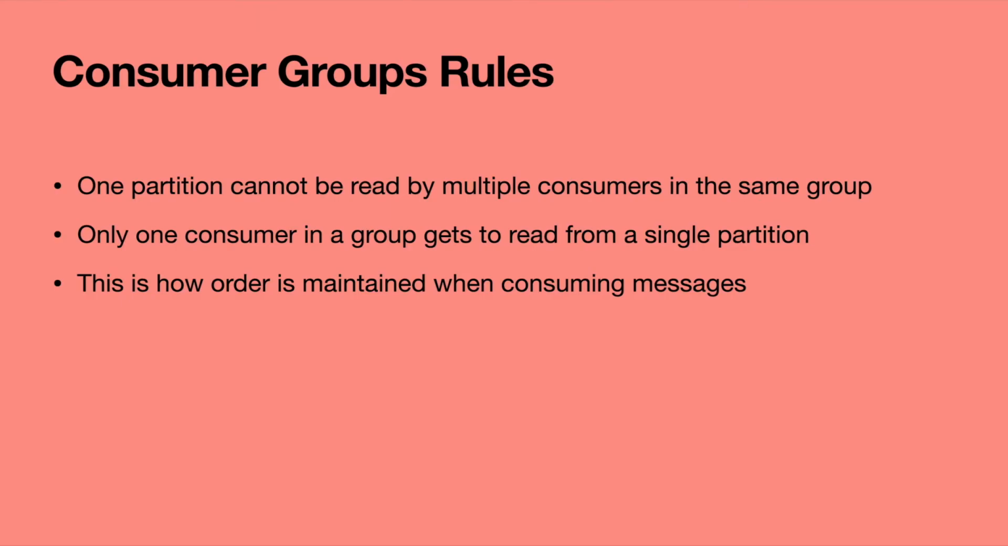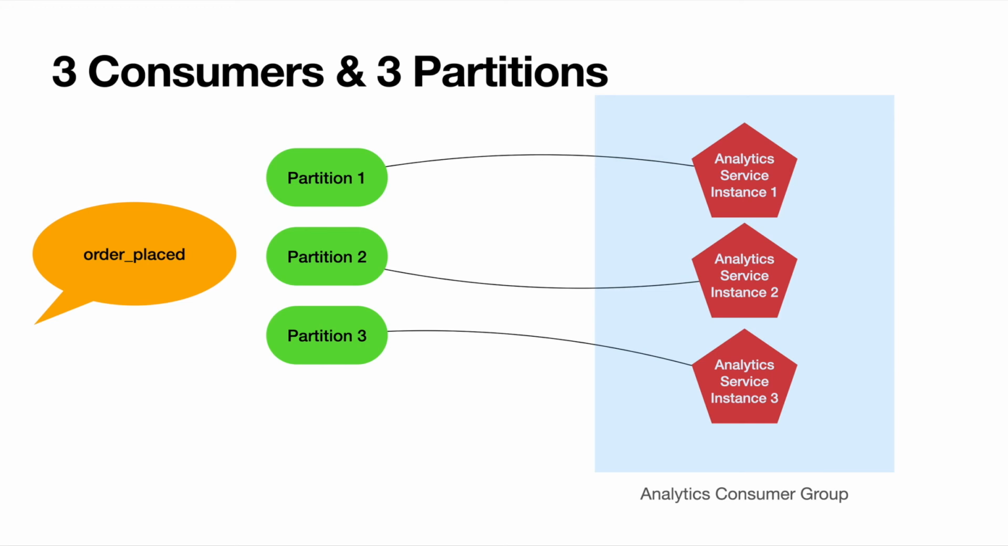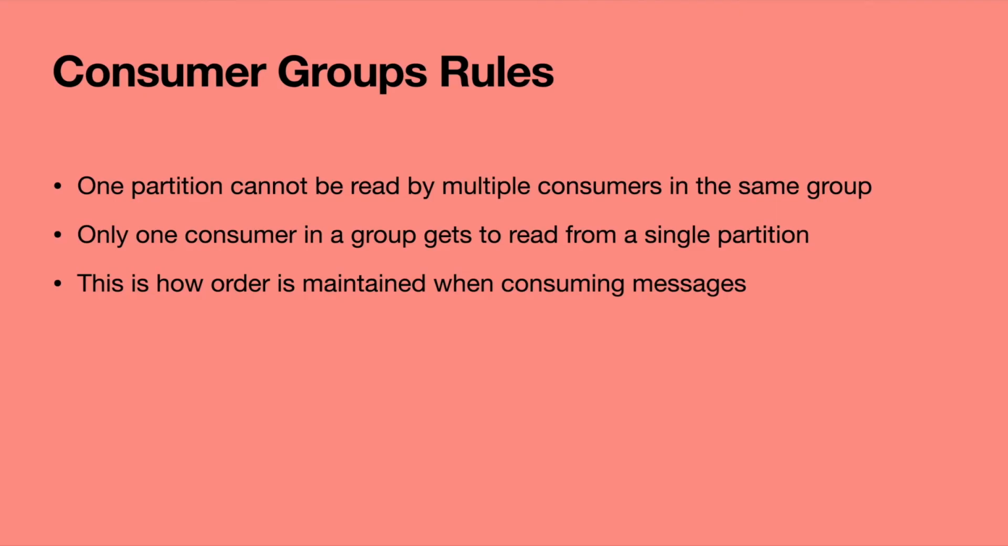There are a few rules that you have to be aware of when you are organizing multiple consumers in the same consumer group. One partition cannot be read by multiple consumers in the same group. So in this case, you have 3 consumers in the same group, so you can't have 2 of them reading from the same partition. Each partition can only be read by one consumer in that group. Only one consumer in a group gets to read from a single partition. That's what I just talked about. This is how order is maintained when consuming messages.